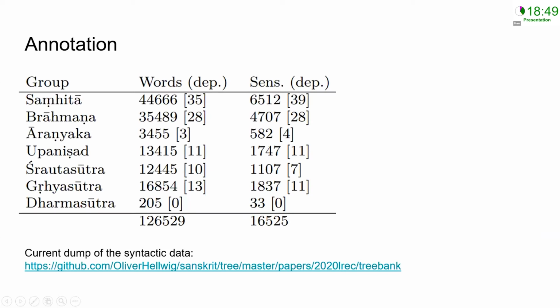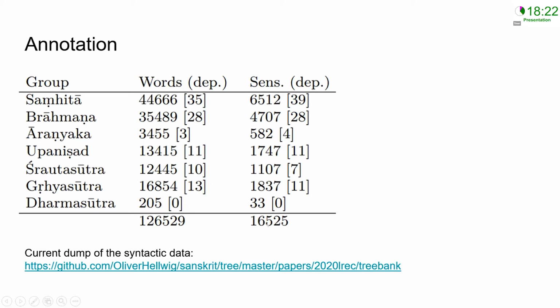The last slide in the introduction gives you a brief overview of the current coverage of the Vedic tree banks. This is a bit outdated. Here you have the number of sentences and here the number of words, grouped by some traditional classes of the Vedic literature. You see that most annotations currently come from Samhita texts and from the Brahmanas. As I said, this is a bit outdated now.